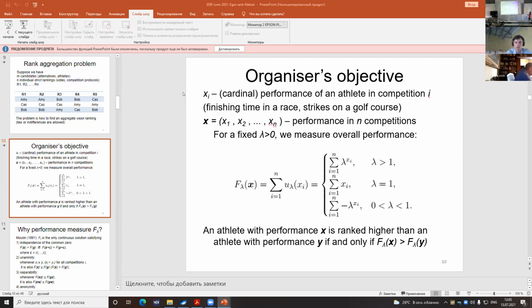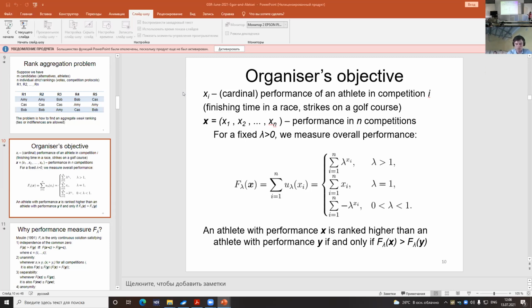For instance, when lambda equals 1, it's a parametric family. It is just the total sum of cardinal performances. So it's a very important case, because many real organizers follow this function with lambda equal 1 when they evaluate total performance in the full season just as the sum of cardinal performances in each particular event.